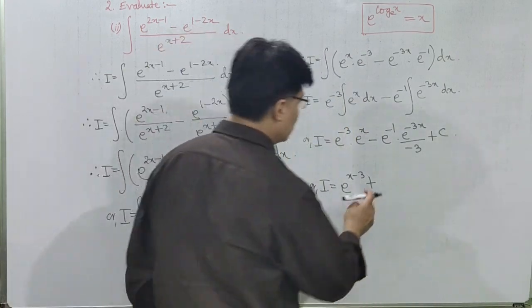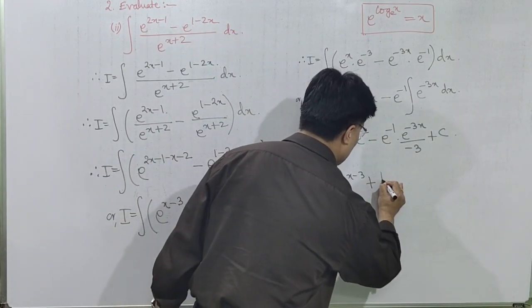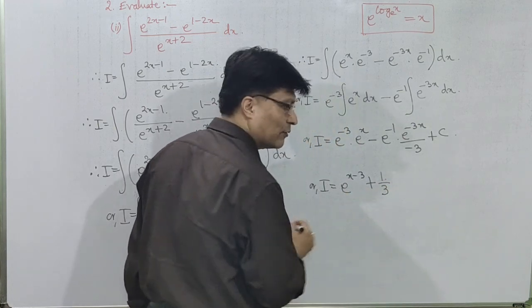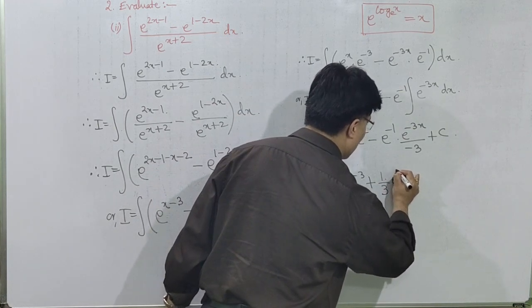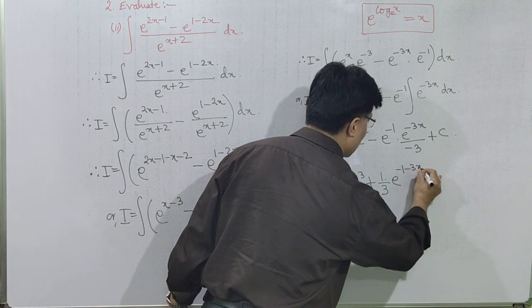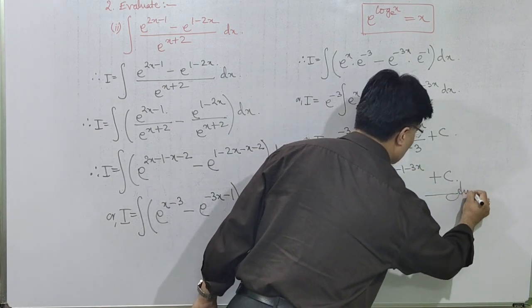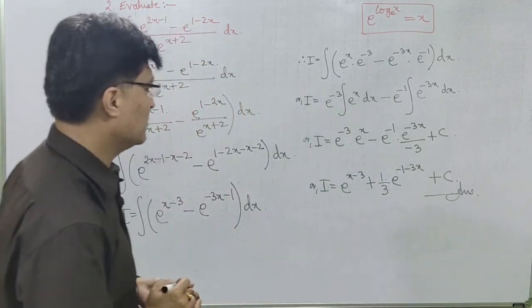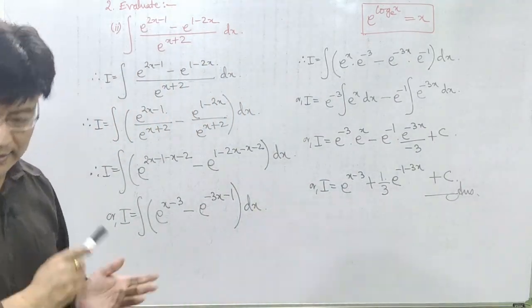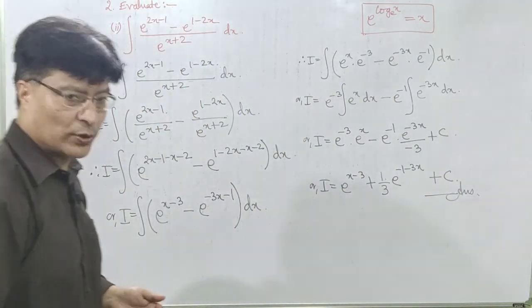So just you have to simplify it. Minus into minus is plus. This is 1/3, right? So it is e to the power minus 1 minus 3x. Then what will you write? Plus c. So this is the final answer. So I think you have understood it. So you can copy it. Now we'll do the next question.